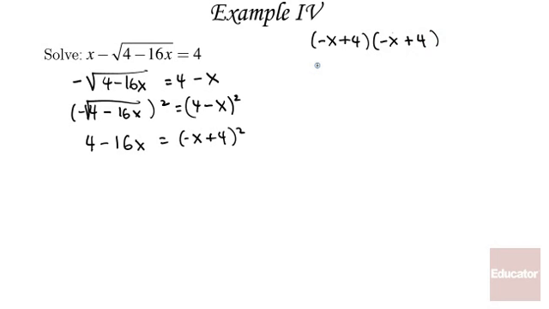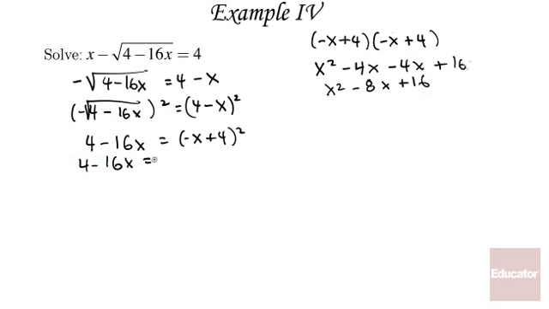First terms, negative x squared is x squared. Outer is minus 4x. Inner terms, minus 4x. Last terms, 16. So this is going to be x squared minus 8x plus 16. No x right there, just plus 16. So this is 4 minus 16x equals x squared minus 8x plus 16. Now I just need to solve.